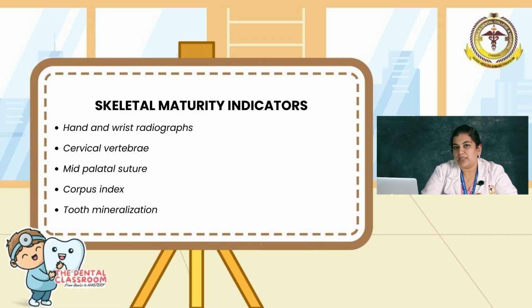Now, fusion of the mid-palatal suture is a little hard to determine because of the various stages in which the fusion occurs. And tooth mineralization requires additional sequential radiographs, which again pose a risk of radiographic exposure. So therefore, we stick to cervical vertebrae and hand-wrist radiographs because they're part of our essential diagnostic aids.